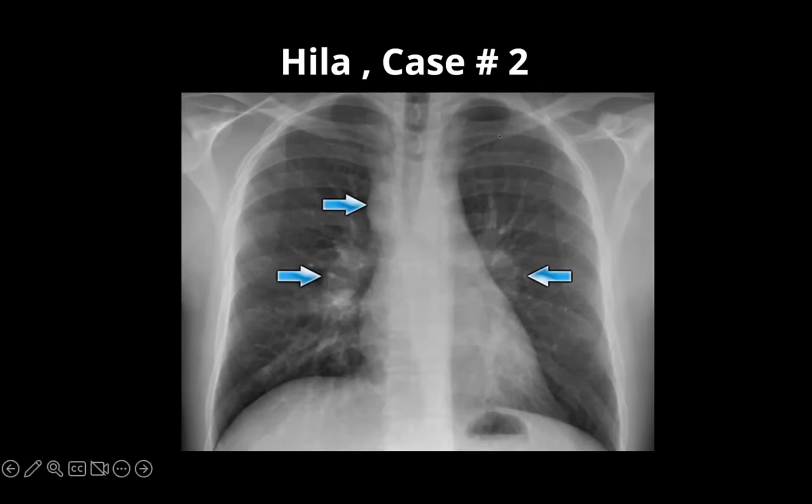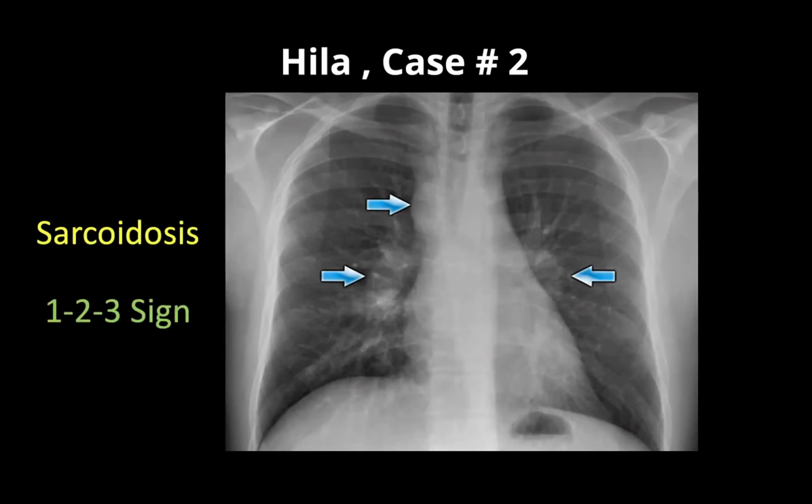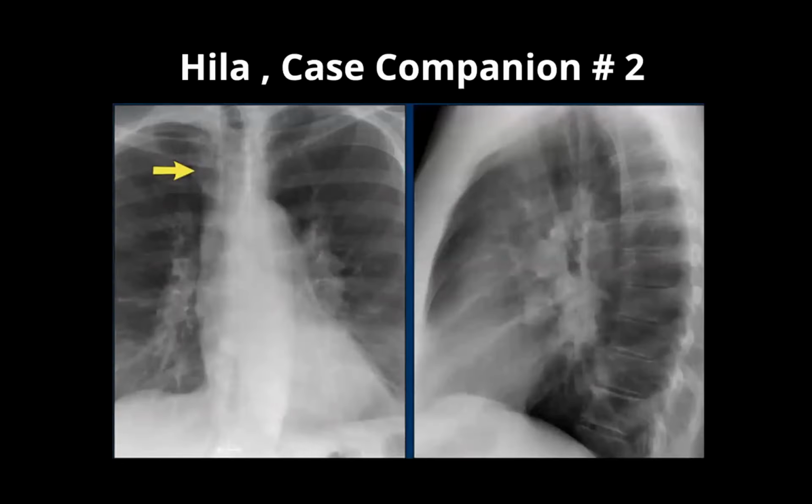If you have, in this scenario, a very enlarged right paratracheal stripe, you're then thinking about the tract of lymph nodes because you have it in multiple locations. And that is exactly this case, which is the 1, 2, 3 sign, beautifully described in sarcoidosis, otherwise called the lambda sign, when you have right paratracheal and bilateral hilar lymphadenopathy.